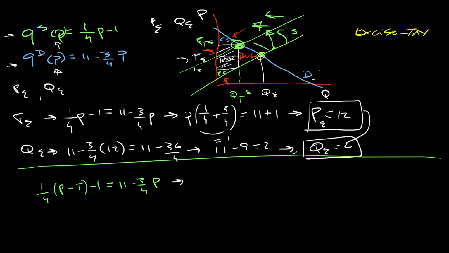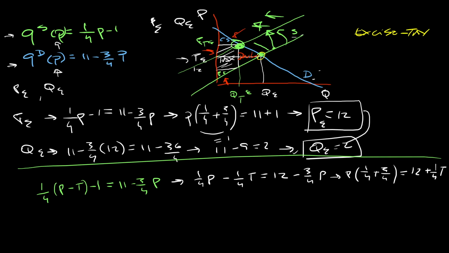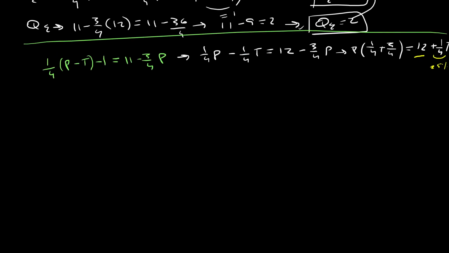So let's do it. Simplifying the expression, we have 1/4 p minus 1/4 t equals 12 minus 3/4 p. So we can aggregate the same terms. So we have p, and then it's 1/4 plus 3/4, same as before. The difference is that we now have 12 plus 1/4 t. So before even moving on, we can answer the question, what is the tax that is being passed on to the consumer? And this is pretty straightforward to see, because the initial price was 12, and now we have 25%, so 1/4, that is being passed on to the consumer. So price plus 25%.